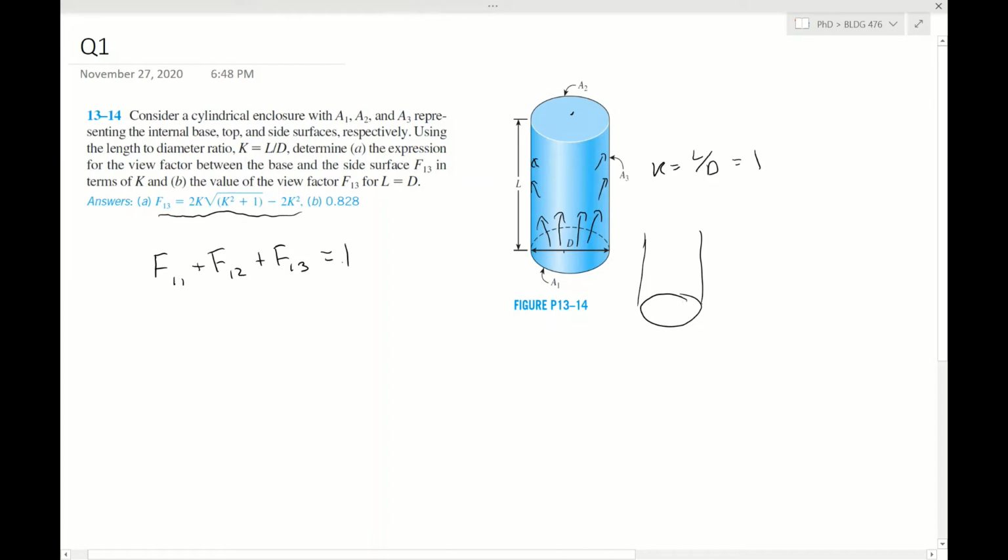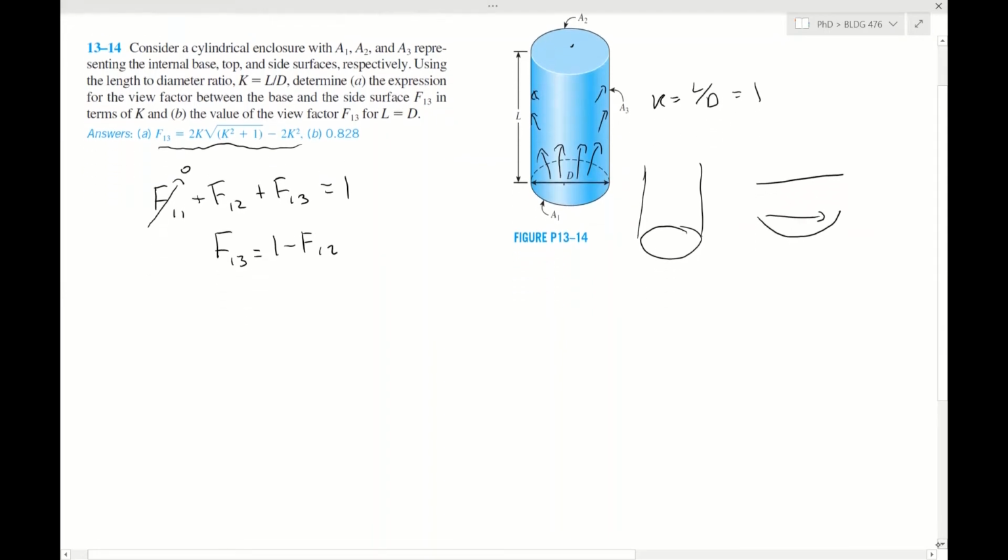F11 is a good thing to write just to remind yourself that things can have heat transfer to themselves, but anytime you have a flat surface, F11 is going to be equal to 0. It's only concave surfaces where a view factor will happen to itself. Therefore, we know that F13 is equal to 1 minus F12.